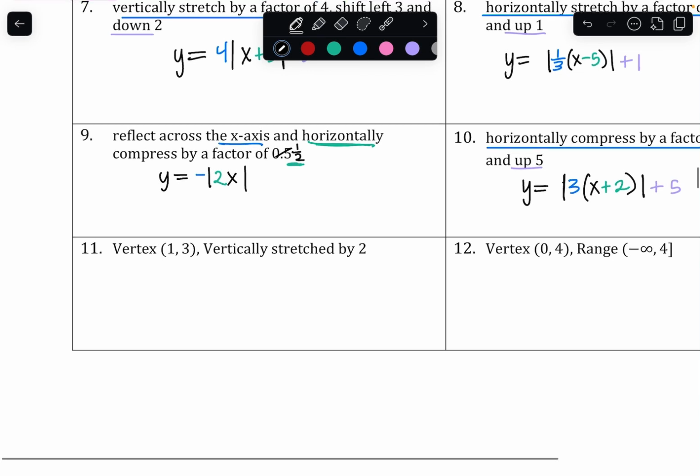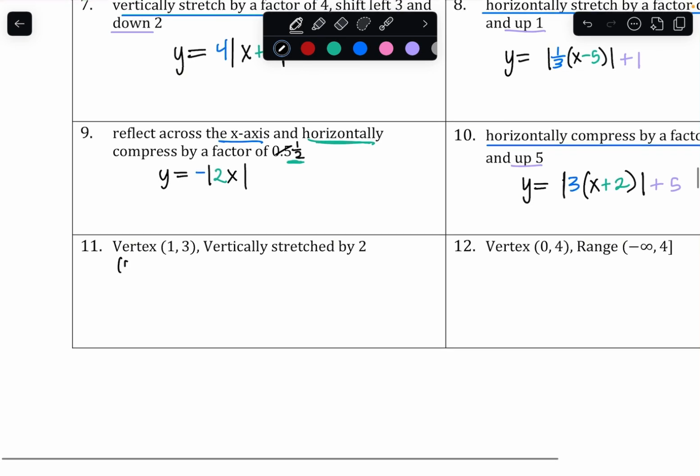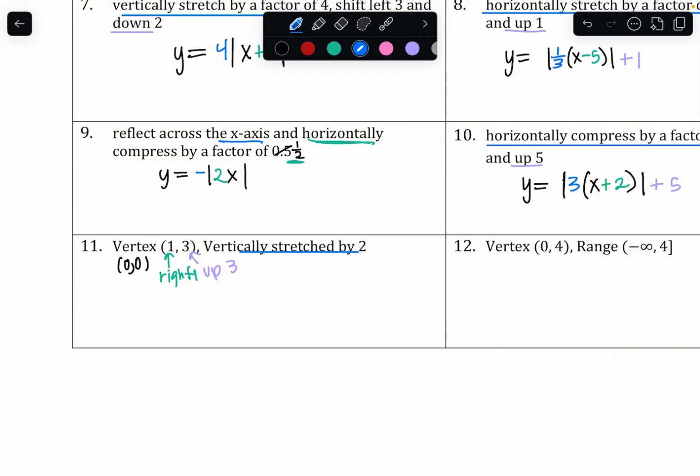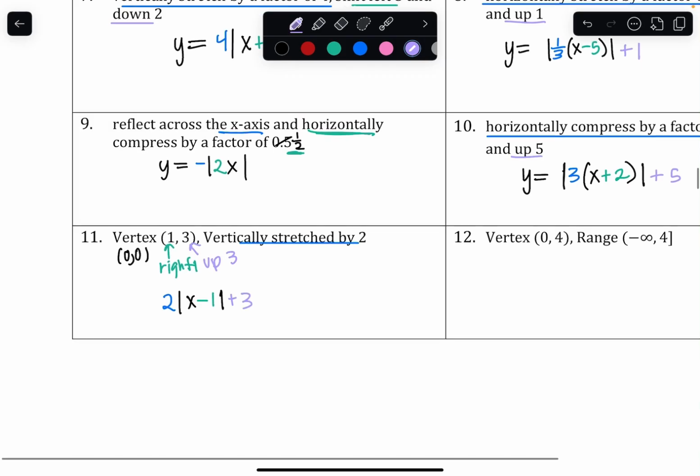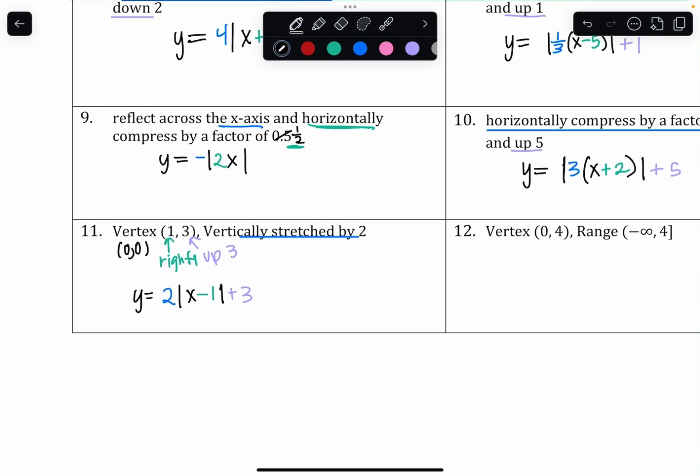Right, this next one says our vertex is at (1, 3). Remember, the starting vertex is (0, 0), so that means we have moved right 1 to get to the 1 spot on the x, and we have moved up 3. Right 1, up 3, and vertically stretched by 2. And so the 2 goes outside. Right 1 is minus 1 inside, and then up 3 is a plus 3 outside. Put your y equals, and we're done.